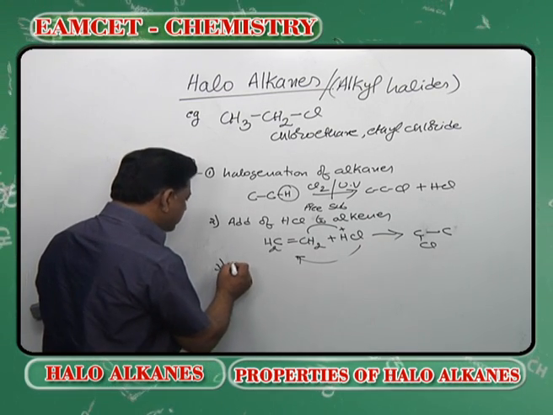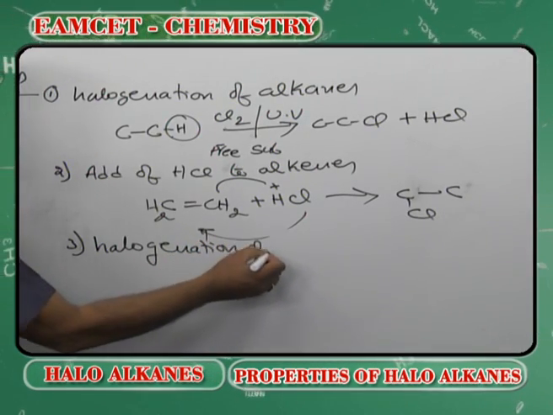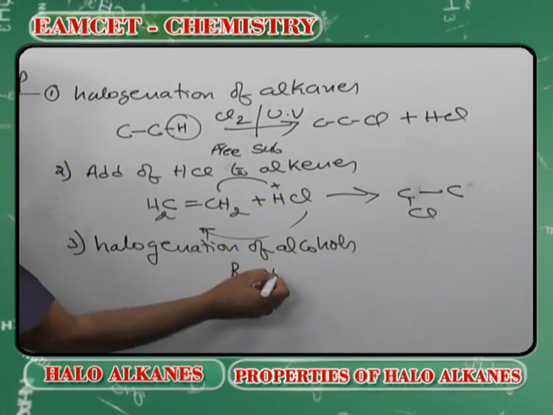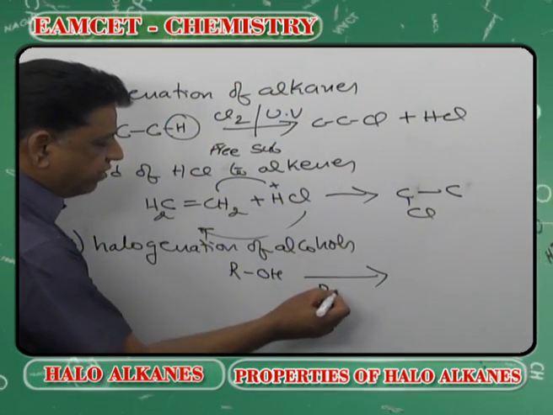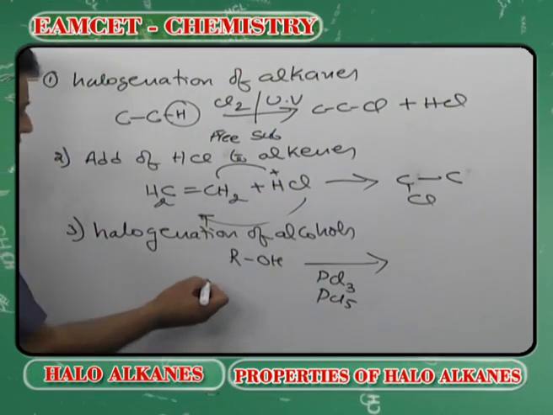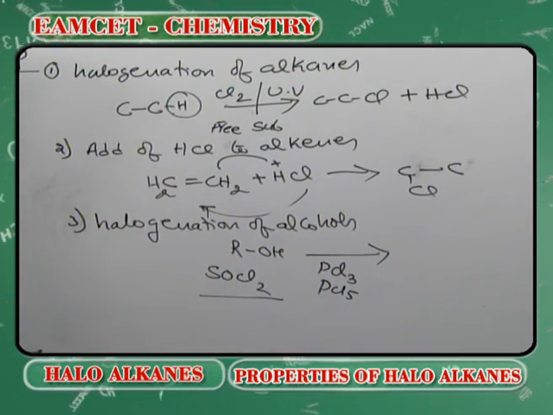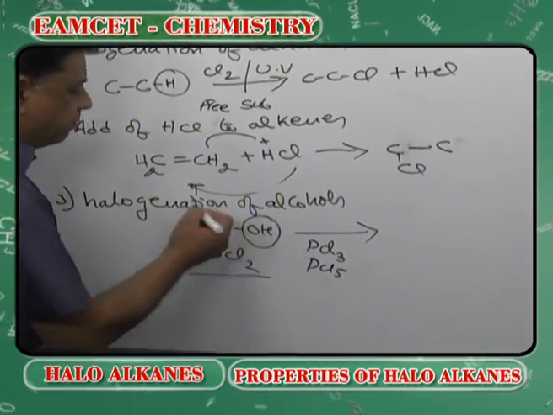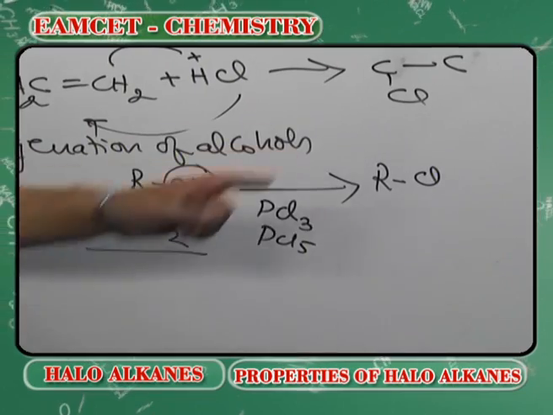From alcohols, halogenation of alcohols. Alcohols like ROH can be used for the chlorination method. You have PCl5, PCl3, PCl5. You can also use SOCl2, which is known as thionyl chloride. If you use one of these reagents, the OH will be replaced by Cl, giving RCl. Any one reagent you can use. Accordingly, you have to adjust the equation.